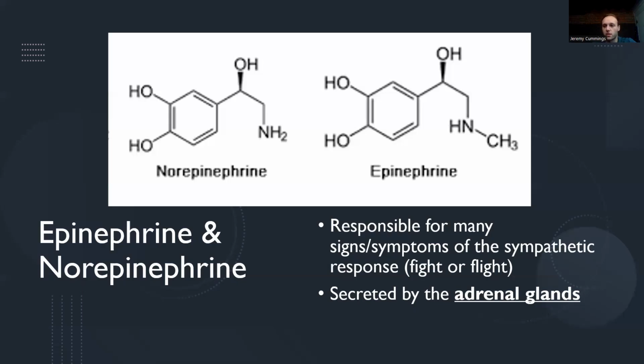Beta 2 effects, again, these are going to be on the lungs, so they're going to cause smooth muscle to dilate, especially in the bronchioles, and then also in some other blood vessels on the body, but primarily in the lungs.